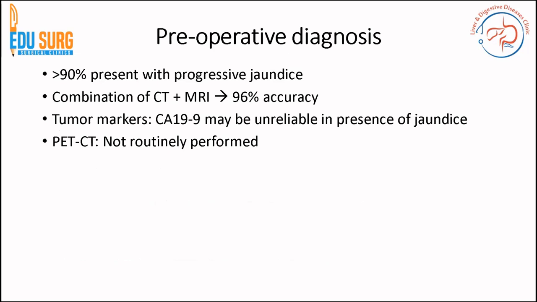So when we come to a hilar block, preoperative diagnosis of a hilar cholangiocarcinoma, more than 90% of these present with progressive jaundice, and a combination of CT scan and MRI gives a nearly 96% accuracy. We have tumor markers like CA19-9, but they are unreliable because in 10% of patients, they are not elevated at all. And in a large number of jaundice patients, CA19-9 may be disproportionately elevated.